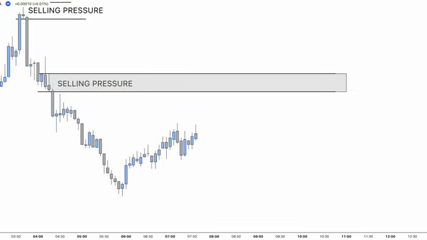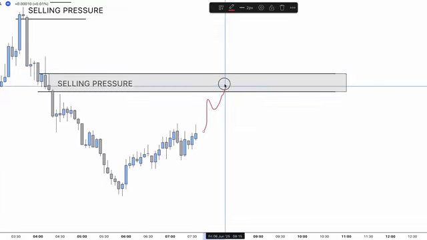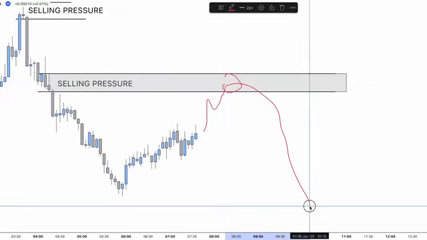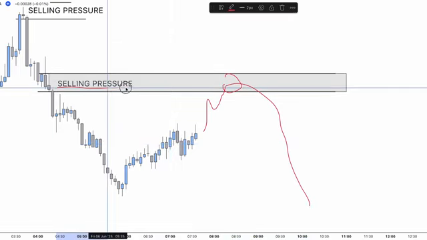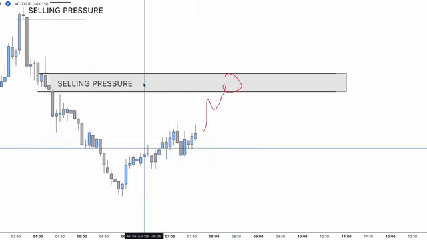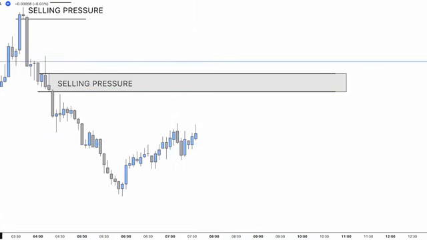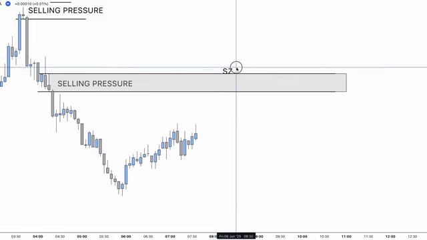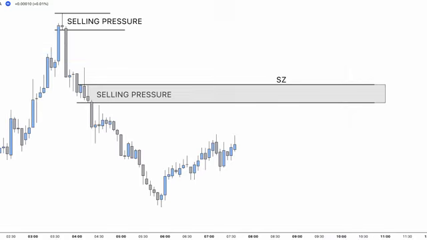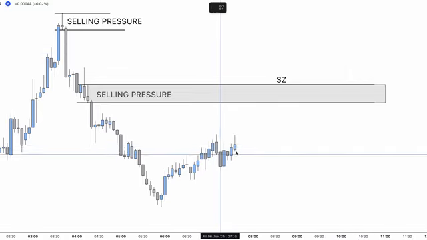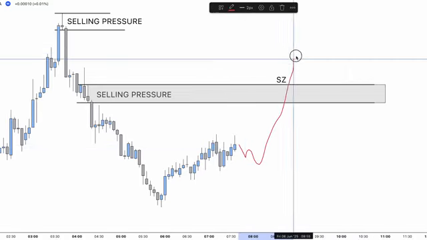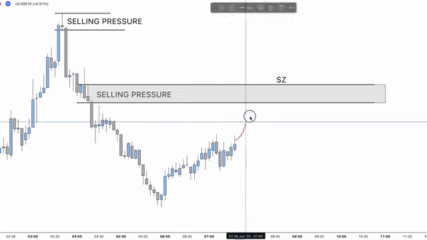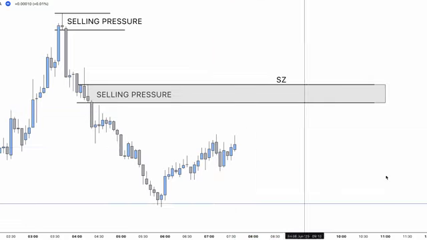What we would then expect is for the market to return to this level and then sell off from there, because we know that that's where the selling pressure has been previously. We know this is a premium price to sell from, so we would expect that to take place once again. And this is going to be a supply zone. So we're going to mark it SZ. Why is it supply? Because it's in a downtrend. It's a selling move, okay? Demand is obviously when we pull back to a buying zone. Supply is when we pull back to a selling zone. So this is a supply zone.